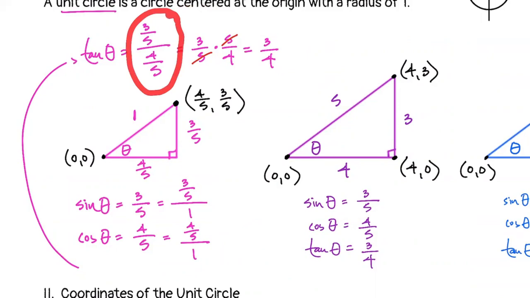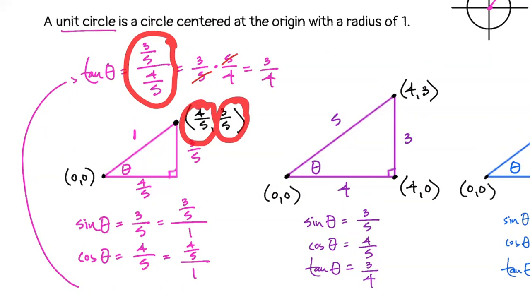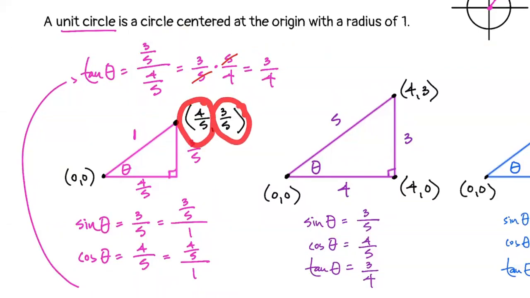Can someone describe to me, instead of saying tangent of theta equals 3/5 over 4/5, how could I describe that in terms of the coordinates? Y over X, or if you're looking at a circle, rise over run. Okay. So just to be really clear here, that answer was perfect. 3/5 is the Y coordinate. 4/5 is the X coordinate. So it turns out that we can find tangent just by saying Y coordinate divided by X coordinate, or as Dallas has put into the chat, sine over cosine, because sine is the Y value and cosine is the X value.